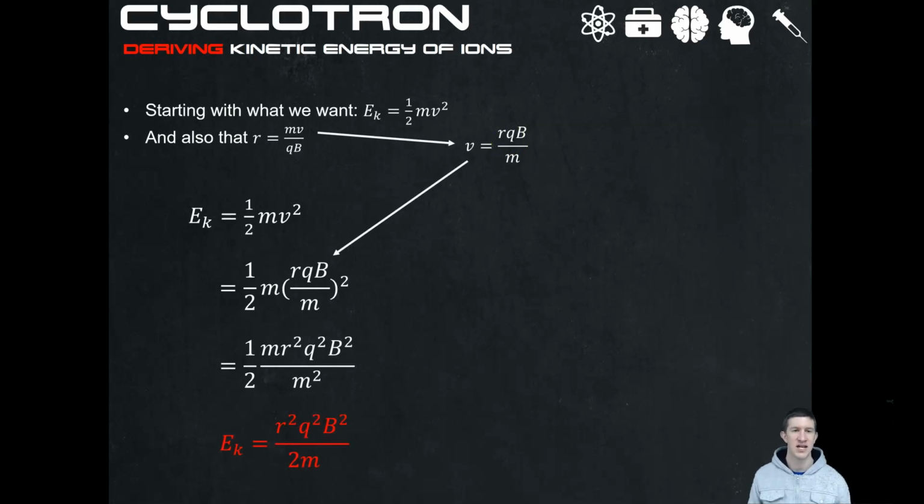So the kinetic energy of the particle is the radius squared times the charge squared times the magnetic field strength squared divided by 2 times its mass. That is another derivation that you need to be able to explain and show.